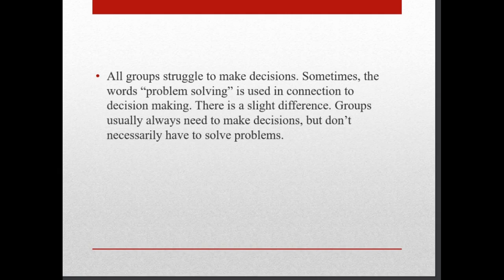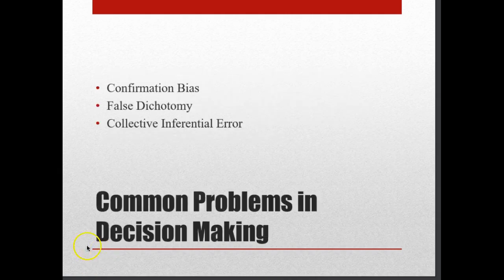So kind of seeing the subtle differences between a problem solving discussion and a decision making discussion is that the decision making has an outcome. It has something that requires action at the end. And all groups need to do that. And that's often where errors occur, is when making these decisions.